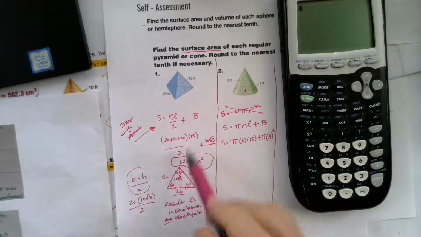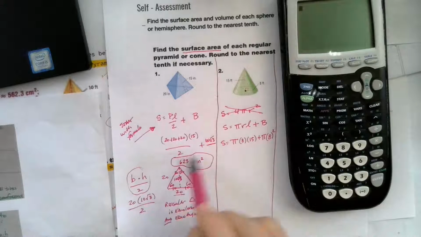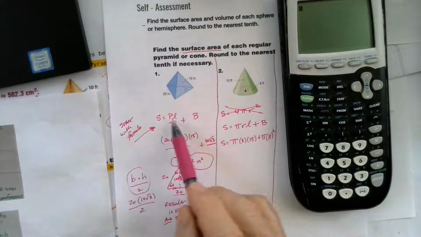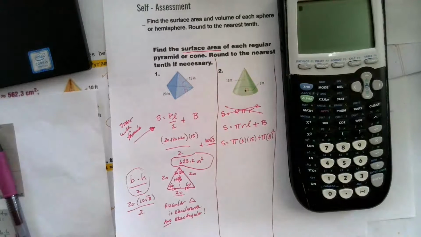The perimeter of the base is 20 plus 20 plus 20. The slant height is what they gave us, 15. And so that's the setup on all that. I think the more you show in terms of your formula and your substitution will help you, and you'll be able to punch that into your calculator.